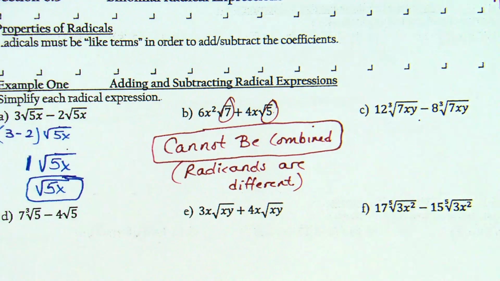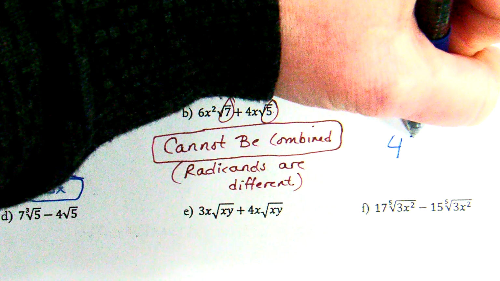Thoughts on C when you're ready. 12 cube root of 7xy minus 8 cube root of 7xy. So what are we going to get? 12 of something minus 8 of something is 4 of something, and so it's going to be 4 cube root of 7xy.